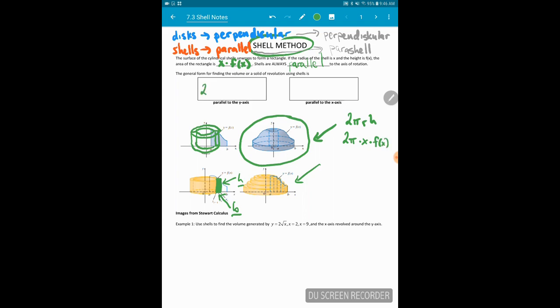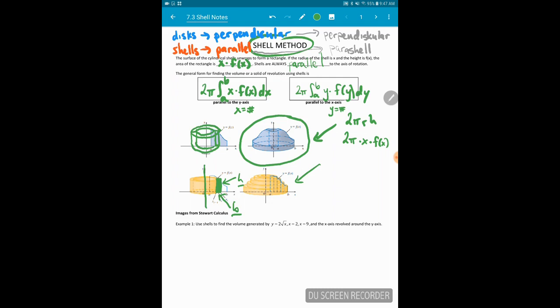So for the shell method, I'm going to do 2 pi times the integral from a to b of x times f of x dx. That's typically what ends up happening. And over here, it's 2 pi times the integral from a to b of y times f of y dy. Notice that if we're parallel to the y-axis, that means we're parallel to x equals a number. And if we're parallel to the x-axis, that means we're parallel to y equals a number. So if we're rotating around the y-axis, we actually do things in terms of x in this particular problem.